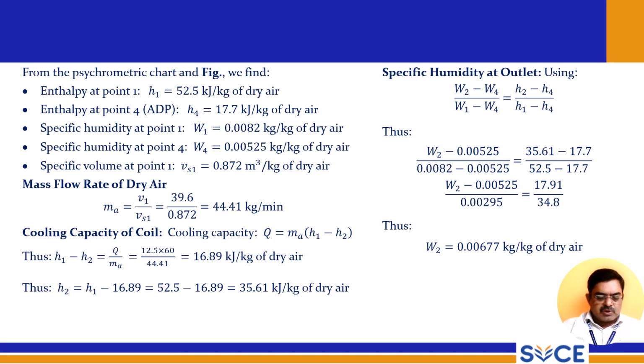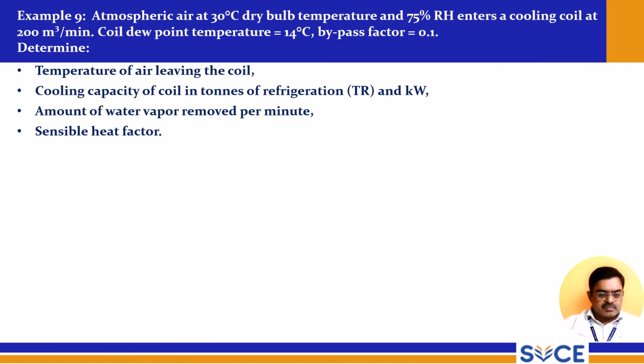So that is W2, specific humidity at point 2. Next example: atmospheric air at 30 degrees Celsius dry bulb temperature and 75% RH enters a cooling coil at 200 meter cube per minute. Coil dew point temperature equals 14 degrees Celsius, bypass factor equals 0.1. Determine the temperature of air leaving the coil, cooling capacity of coil in tons of refrigeration (TR) and kilowatt.